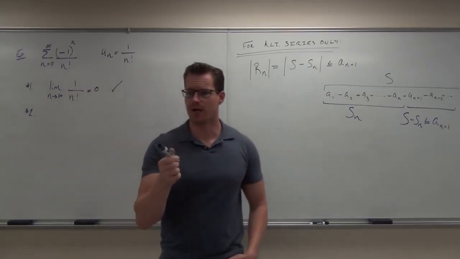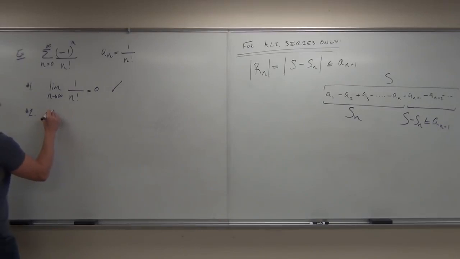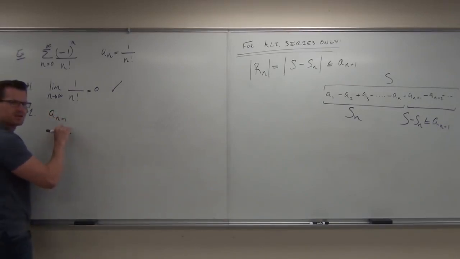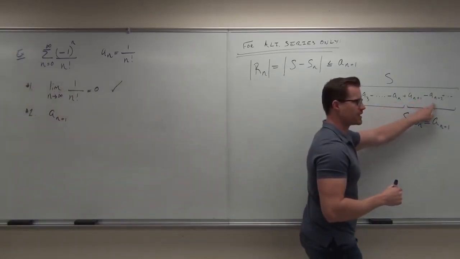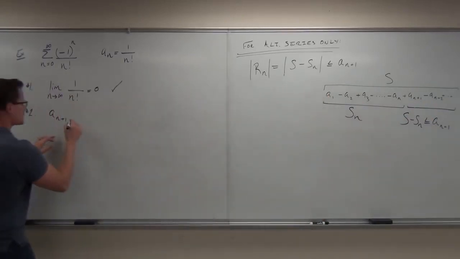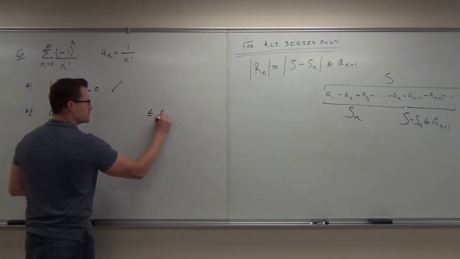No. Why not? We can't even take a derivative of a factorial, okay, so we'd start with a sub n plus 1. We'd show that a sub n plus 1 is less than a sub n. You want this to always be going less than the next one. So we want to show that this is ultimately less than or equal to a sub n.